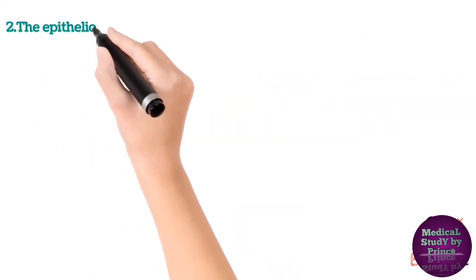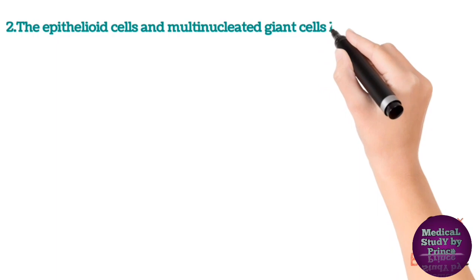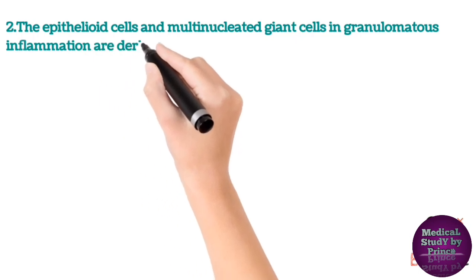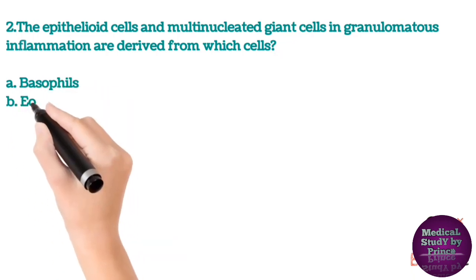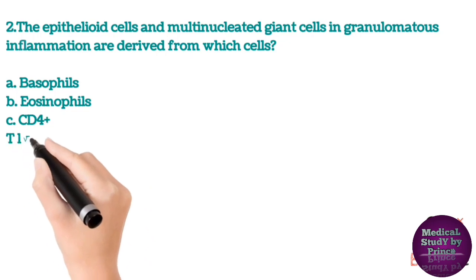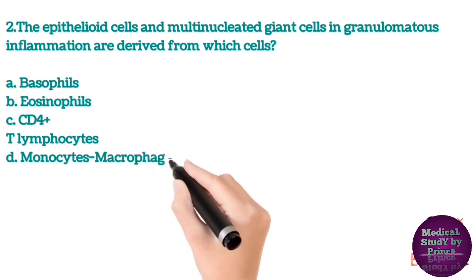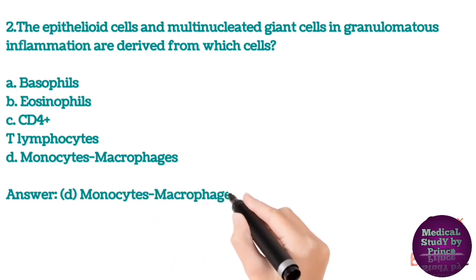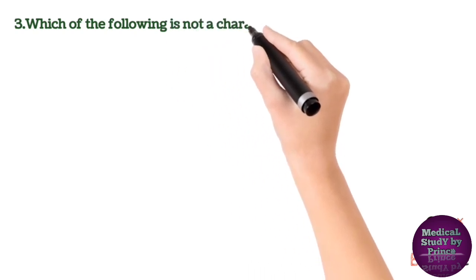Second question. The epithelioid cells and multinucleated giant cells in granulomatous inflammation are derived from which cells? Option A, basophils, option B, eosinophils, option C, CD4 plus T lymphocytes, option D, monocytes, macrophages. So the correct answer is option D, monocytes, macrophages.